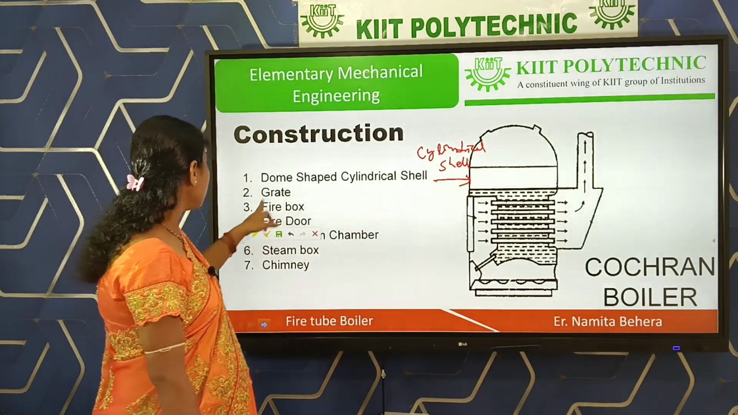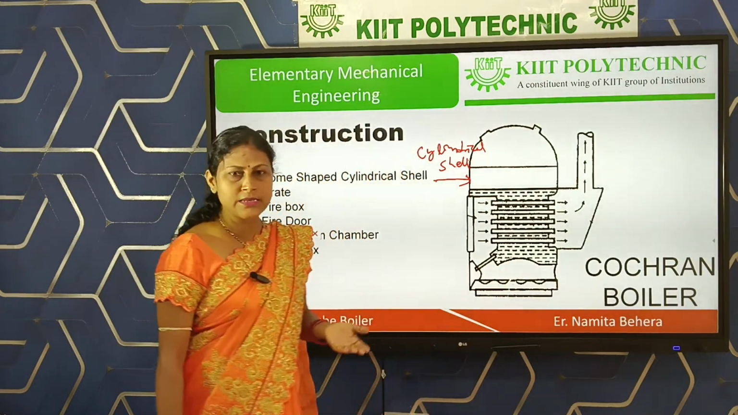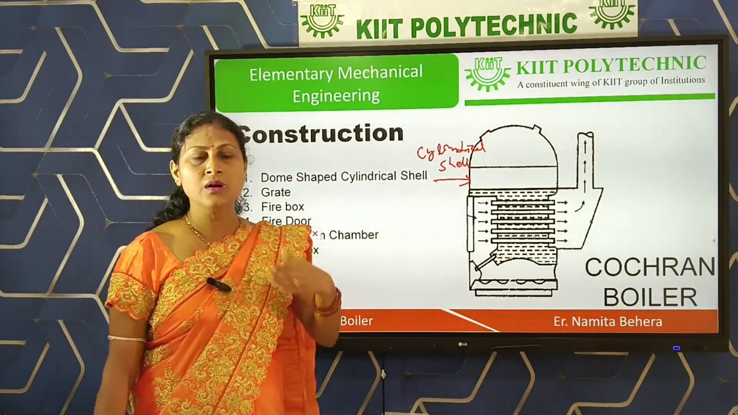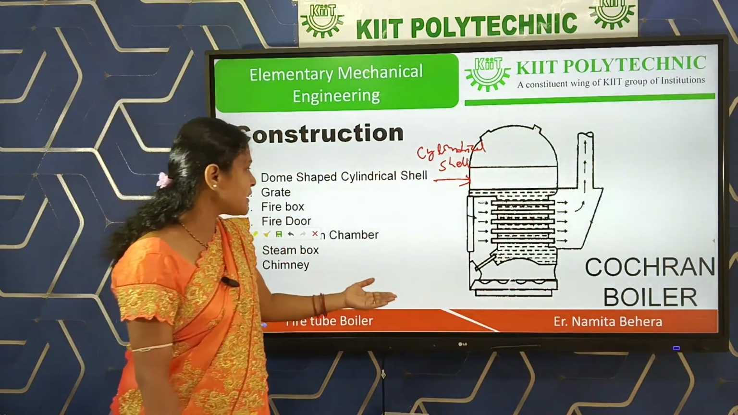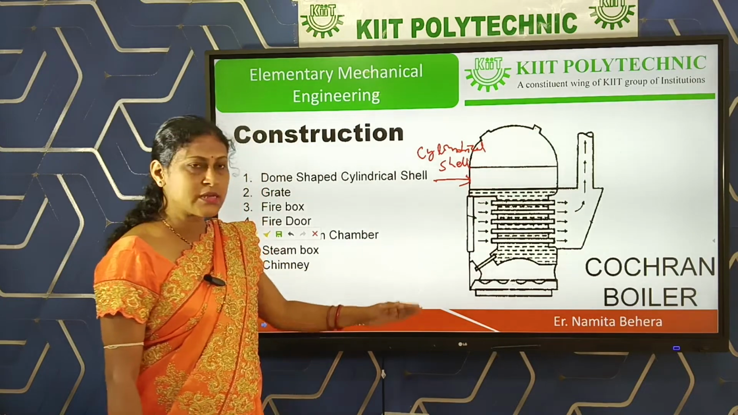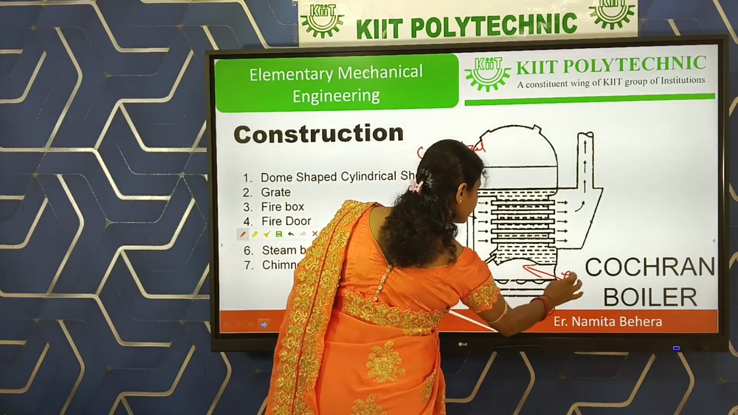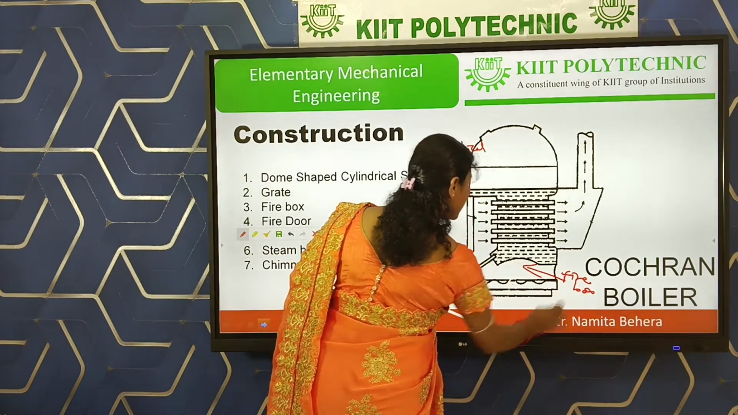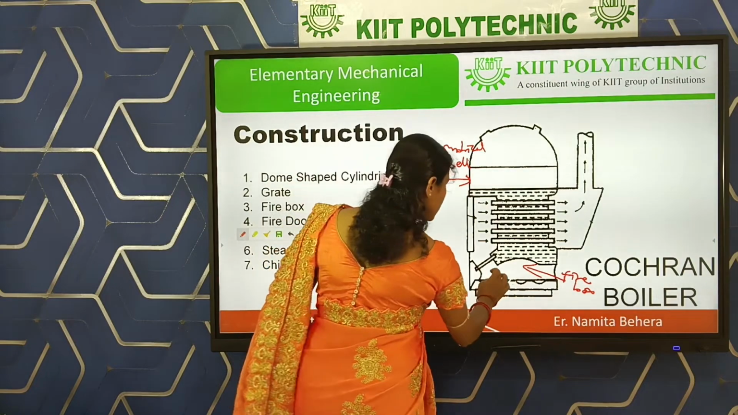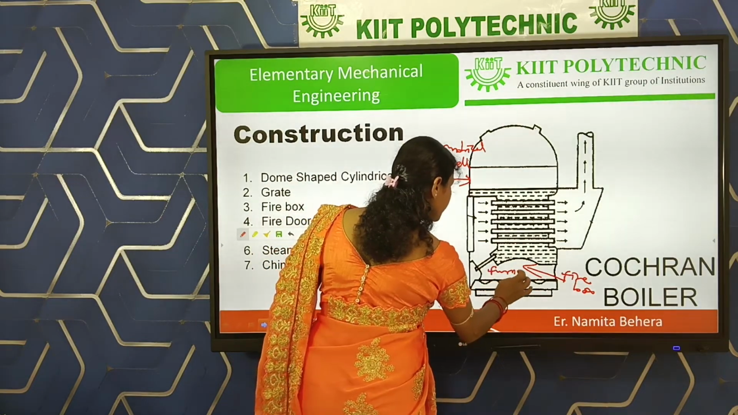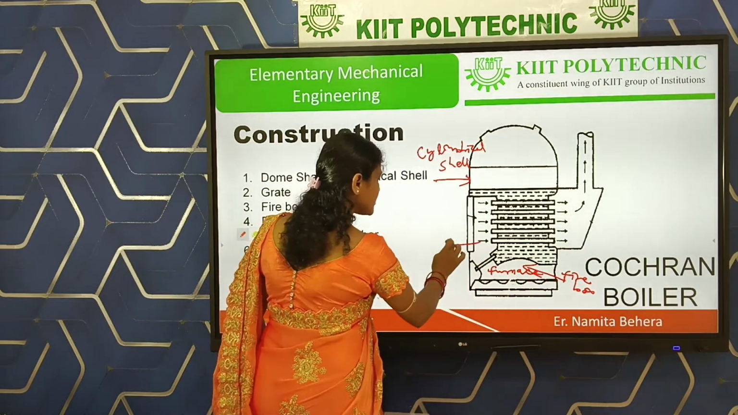Then after that, the firebox is also cylindrical in shape. Why is it a cylindrical shape? Because it gives high heat energy. The firebox is a closed cylindrical shape. This firebox is also called a furnace. The furnace comes in contact with the combustion chamber.